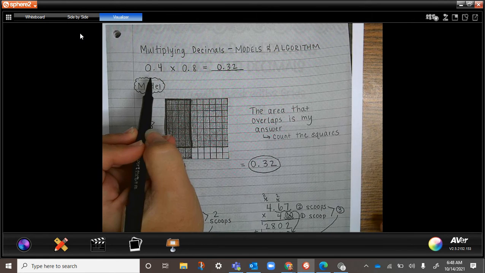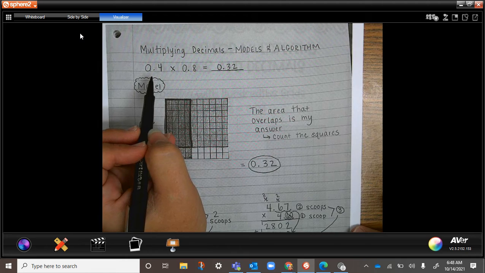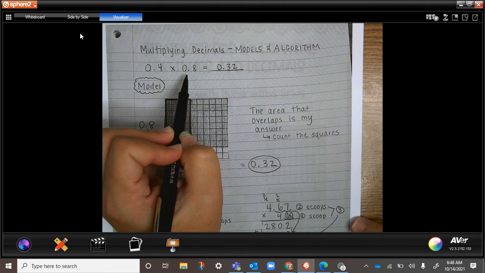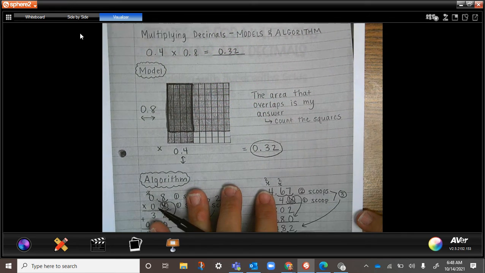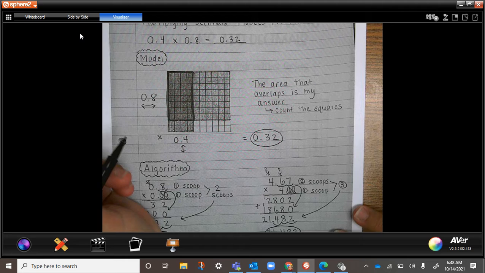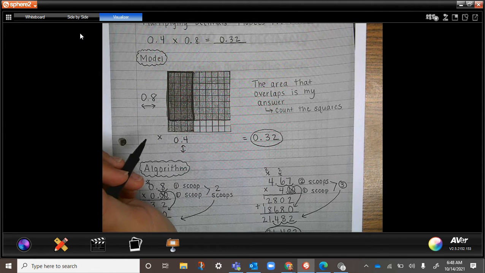So before we had a whole number, now we've got 2 decimals. So here we've got 4 tenths times 8 tenths. The first thing we're going to look at is what that would look like in a model. So remember when we did area and we said area equals length times width? Well, we're going to use that same idea, but we're going to use it on our hundreds grid.